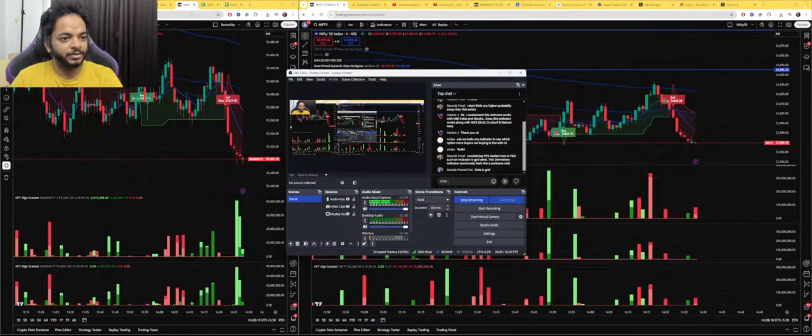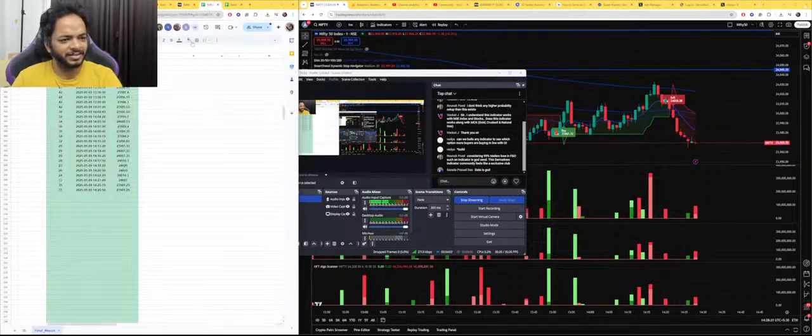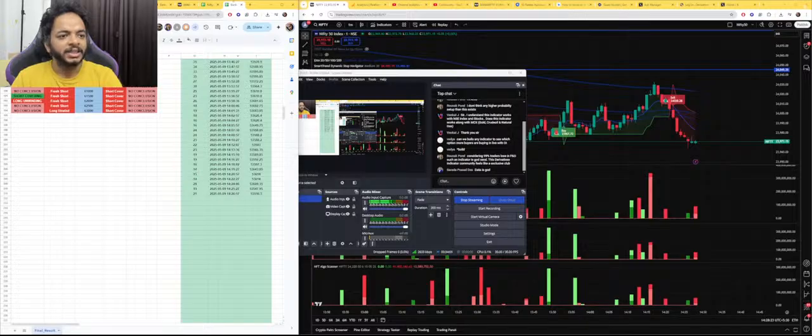And also, let's look at our money flow. It's also still in negative. Bank Nifty is still negative.